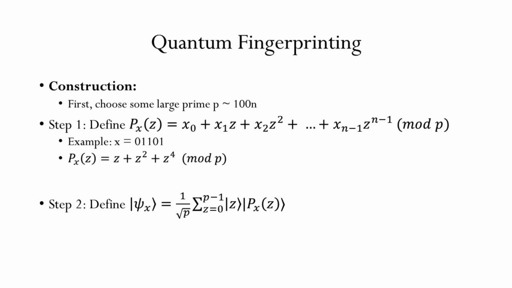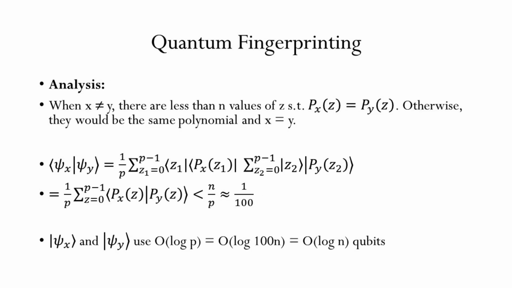For example, for x equals the bit string 01101, the polynomial we get is z plus z squared plus z to the 4. The second step is to construct a state as follows. This state is an equal superposition of the pairs z and P of x applied to z. z takes the values from 0 to p minus 1, and P of x applied to z is just the value of the polynomial P of x applied at each of these points.